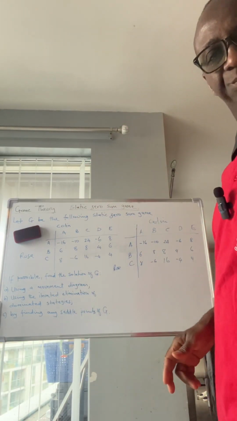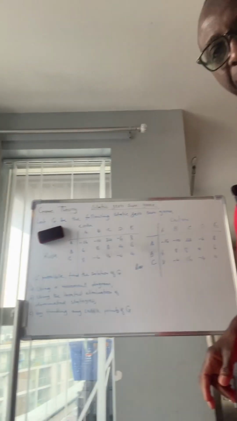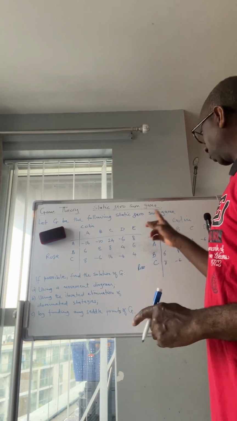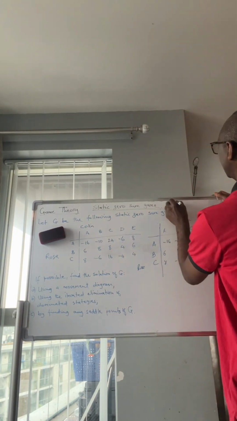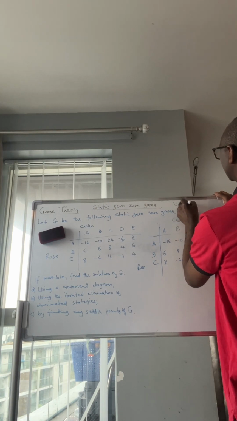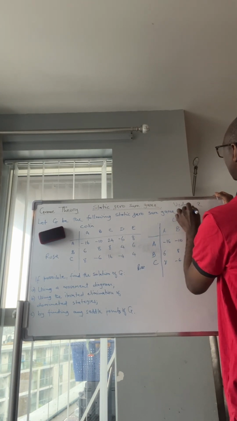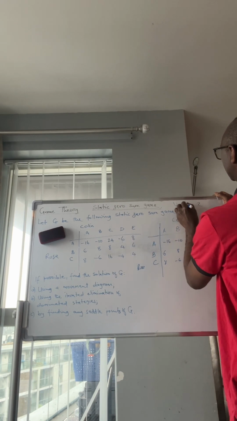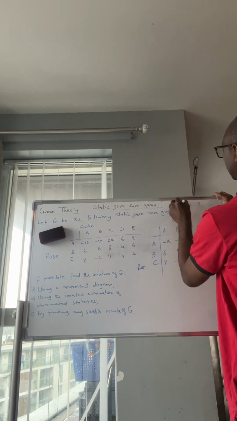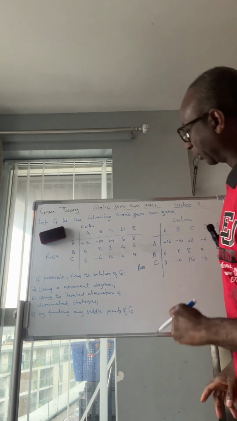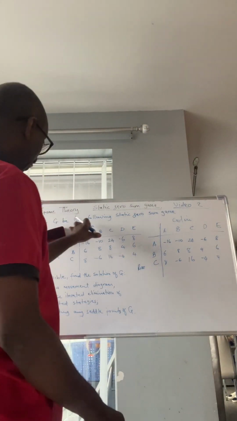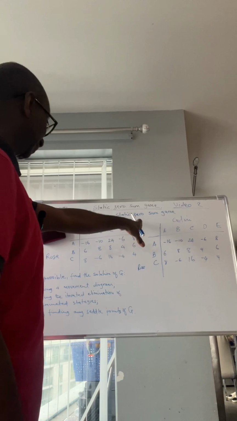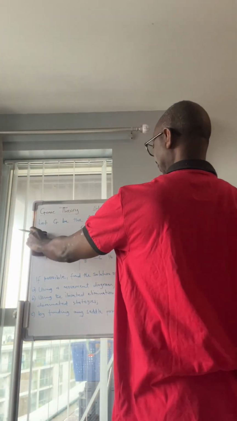Hi everyone, we are looking at this same problem we started earlier on, video number 1. This is now video number 2 on game theory. We already solved section A using a movement diagram to find a solution to this static zero-sum game G.